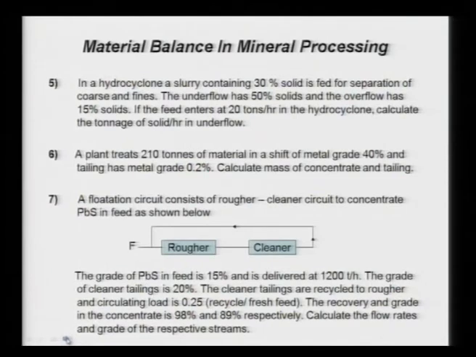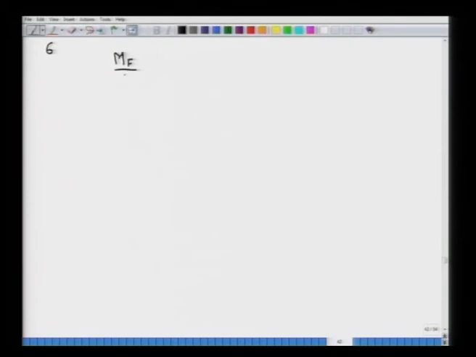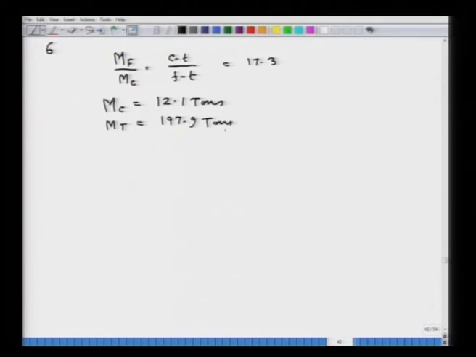So, you know that the ratio MF upon MC is equal to C minus T upon F minus T. So, that becomes 17.3. Therefore, MC will be equal to 12.1 tons and MT will be equal to 197.9 tons. I mean, this problem you can do. I do not think this is a very tough problem, it is a very easy problem. Now, let me take problem number 7.